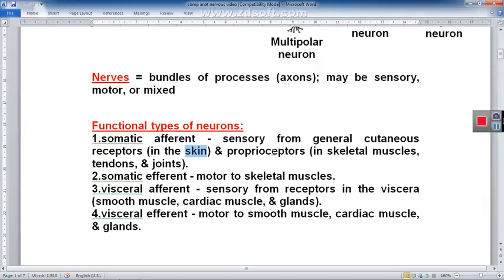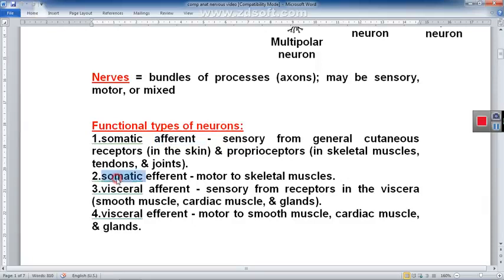And actually, one of the sensations that is transmitted from the muscles or joints or bones is called the proprioceptive sensation, meaning sense of position. When you are sitting or standing, you don't need to look at yourself to know that you are standing or sitting because you have proprioceptive sensation in the muscles, joints, and bones. So somatic afferent neurons are related to sensation from the body.